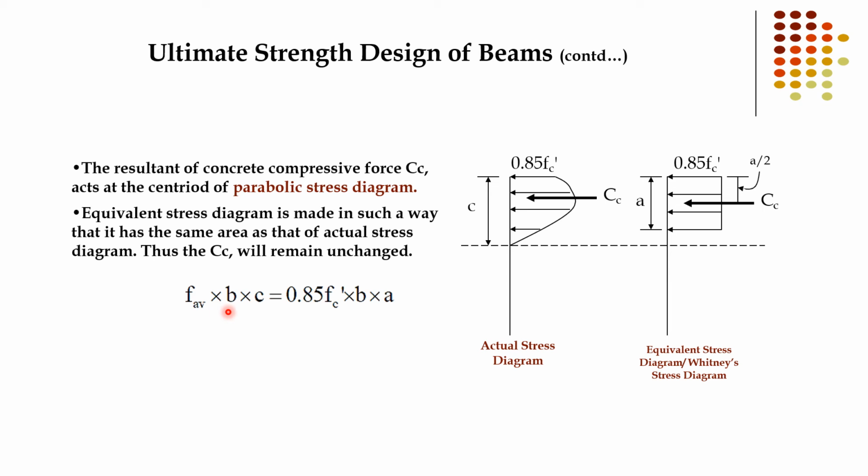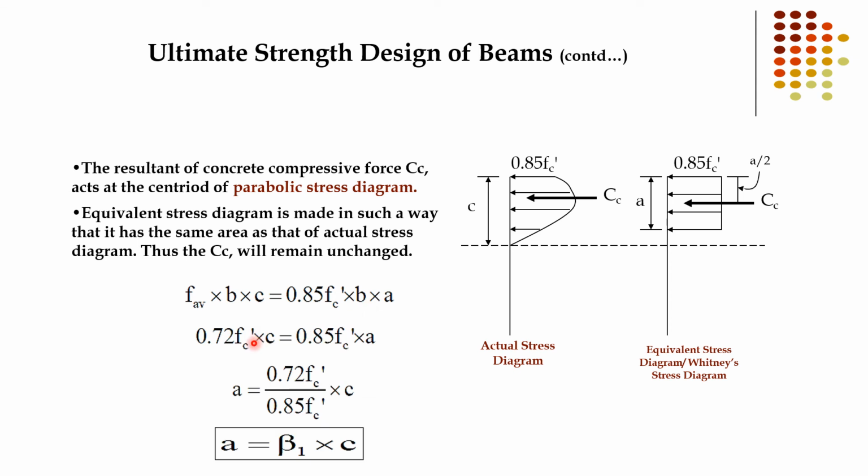F average B into C. Now the Whitney stress block diagram on the right side, here 0.85 Fc prime B into A. Okay, B into A. Now I am putting in the values. F average is 0.7 Fc prime into C, B into C.